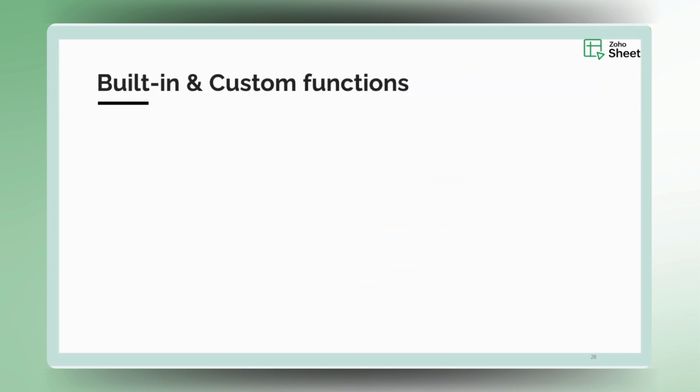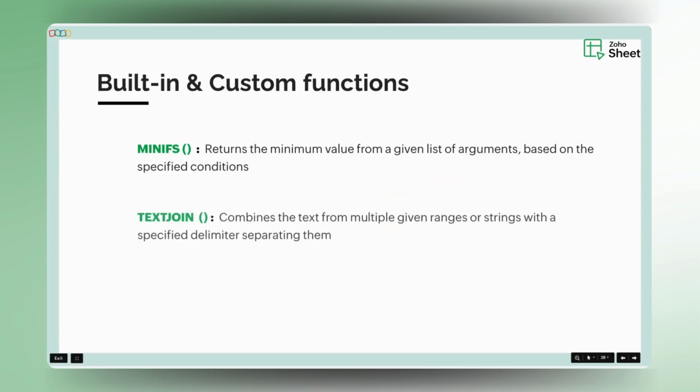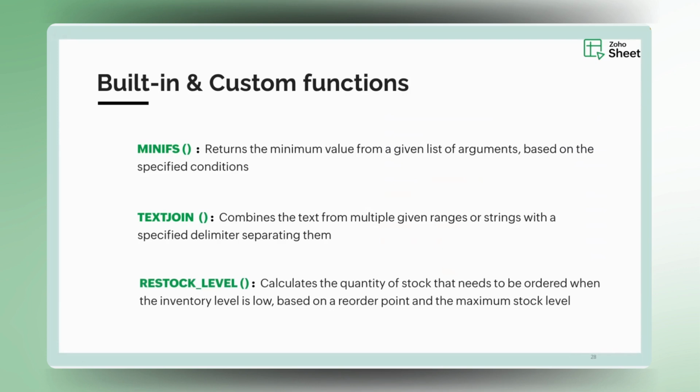Yes, Balaji. For retail and supply chain professionals, the functions that I'm going to show are absolutely game changers. First we have the MINIFS function. This returns the minimum value from the given list of arguments based on specific conditions. Then we have the TEXTJOIN function, which combines the text from multiple given ranges or strings with a specified delimiter separating them. And last we have the custom function, which is the restock level. This calculates the quantity of stock that needs to be reordered when the inventory is very low, based on the reorder points and the maximum stock level. So Balaji, I think you have a live example to show us, right?